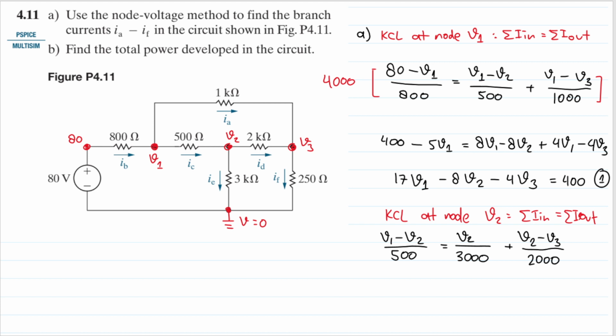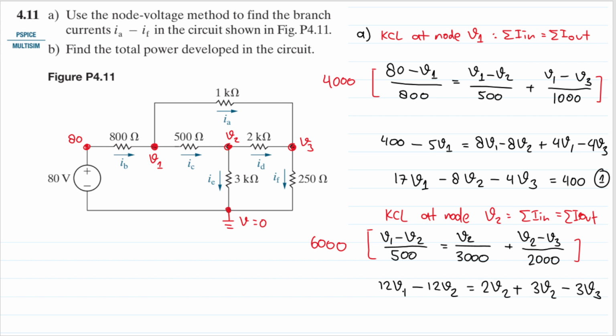And we can multiply both sides here by, I think 6000 is good, because we can cancel out all the denominators. So for this one, I will have 12V1 minus 12V2. And then this one will be 2V2. And then this one will be 3V2 minus 3V3.